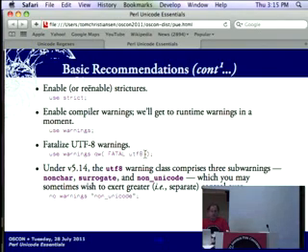You may want to turn off certain kinds of sub-warnings. So in 5.14, the UTF-8 warning class has three subclasses called non-char, surrogate, and non-Unicode.